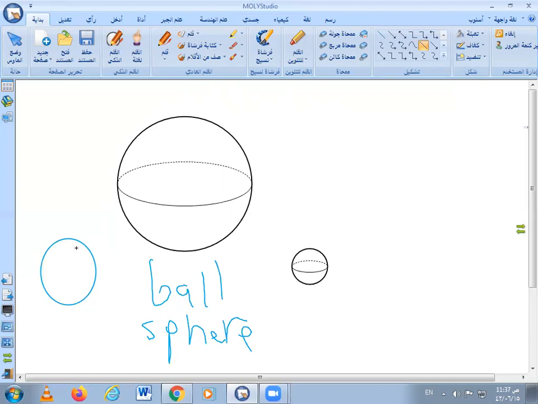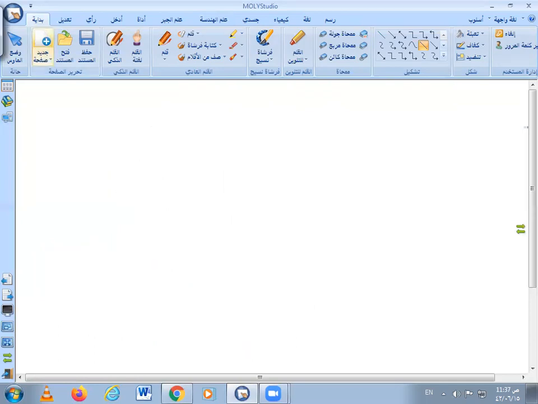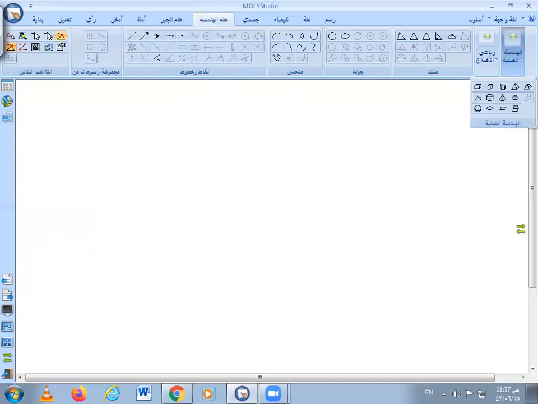Okay? The sphere has no faces, no edges, no vertices. How many vertices are there in the sphere? 0. How many edges are there in the sphere? 0. Okay? How many faces? 0. Okay?